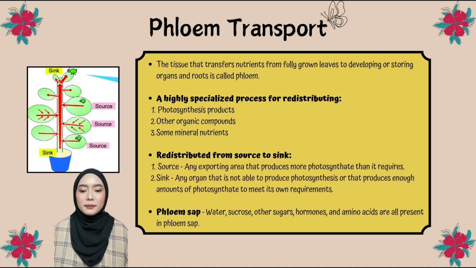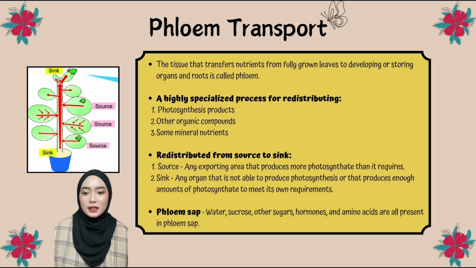Next is about phloem sap. Sap is the nutrient and carbohydrate-rich fluid that passes through the phloem. Building blocks for the plant's actively growing sections are provided by translocation. Water, sucrose, other sugars, hormones, and amino acids are all present in the phloem sap. It moves from the site of production or storage of carbohydrates, which means photosynthesizing leaves as sugar sources, to the site of utilization like sugar sinks such as grains.